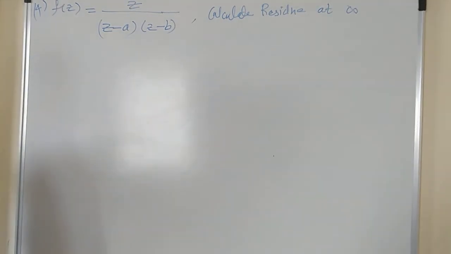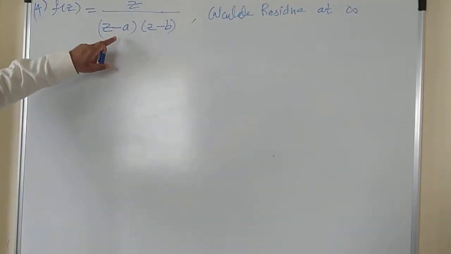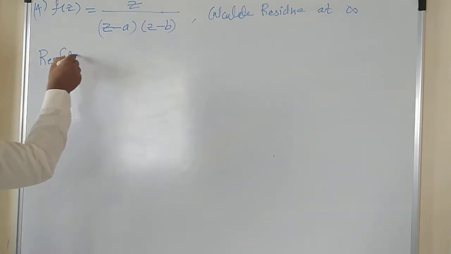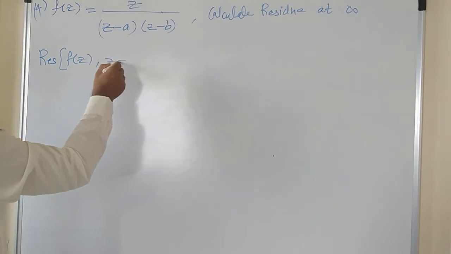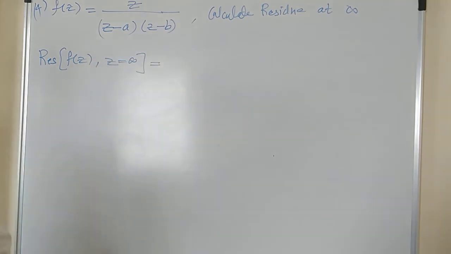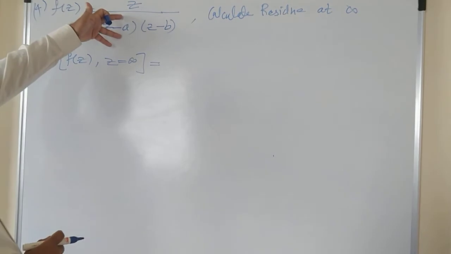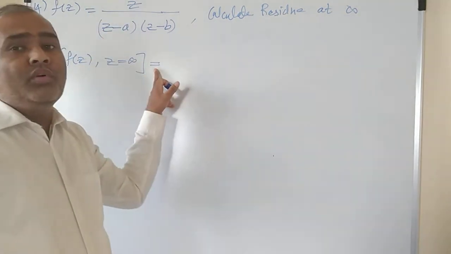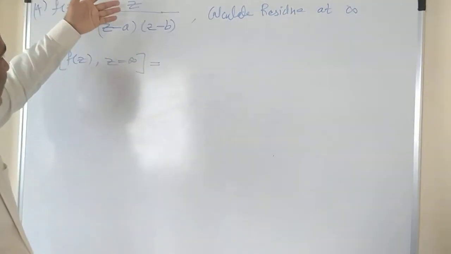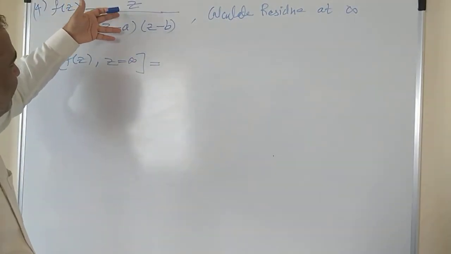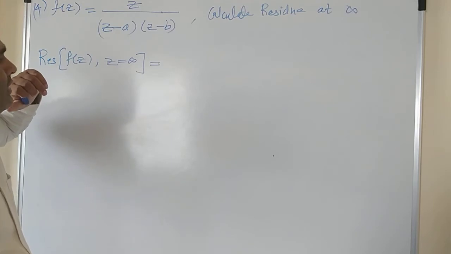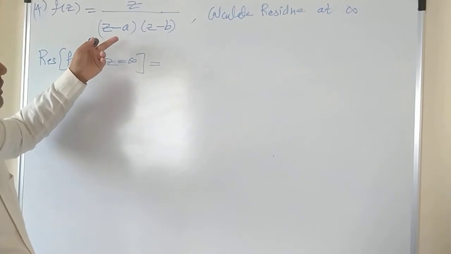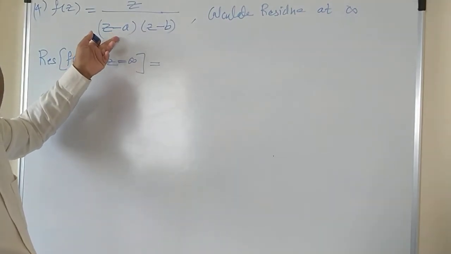Now there are two formulas to calculate the residue of the function at infinity. So I can say the residue of the function f of z at z equals infinity, if this can be expanded in terms of a series, then your formula will be minus times the coefficient of 1 by z. But if you observe this example carefully, you can't expand this in terms of a Laurent series, isn't it? So the only option left is to use the second formula.